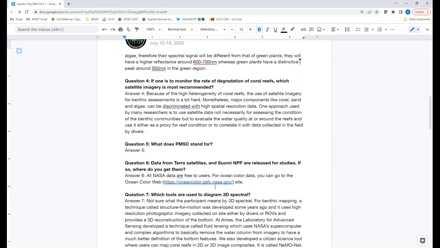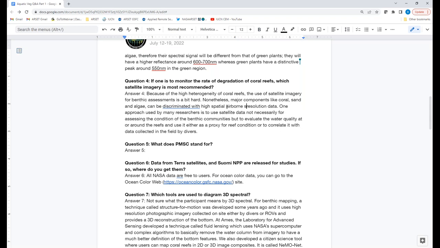heterogeneity of coral reefs, meaning that there could be a lot of different benthic components in a very small area, the use of satellite imagery for benthic assessments has proven to be a bit hard. Nonetheless, major components like coral, sand, or algae, or coral, sand, or seagrass, can be discriminated particularly with high spatial resolution data and even with hyperspectral data as well, collected most times with an airborne sensor.